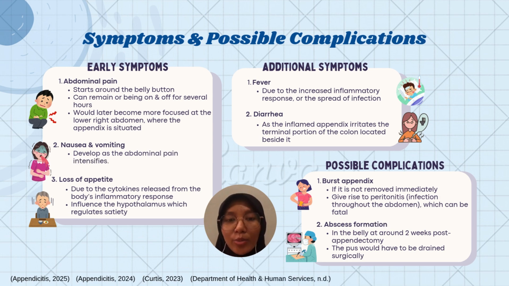Early symptoms include abdominal pain experienced initially around the belly button for several hours. As the pain intensifies, patients will develop nausea and vomiting. The nausea will later stop and the pain will be more focused at the lower right abdomen. Patients will also lose their appetite because of the cytokines released in response to the inflamed appendix, which affects satiety regulation.